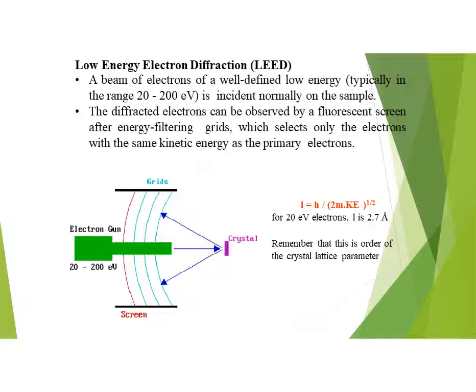The diffracted electrons can be observed on a fluorescent screen after energy filtering grids, which select only the electrons with the same kinetic energy as the primary electrons. All this mechanism is shown in the diagram below, where the electron gun is producing electrons of varying energy from 20 to 200 electron volts. After production, the electron beam is directed toward the crystal, and after striking the crystal, the beam is scattered and moves back towards the grids of the screen.